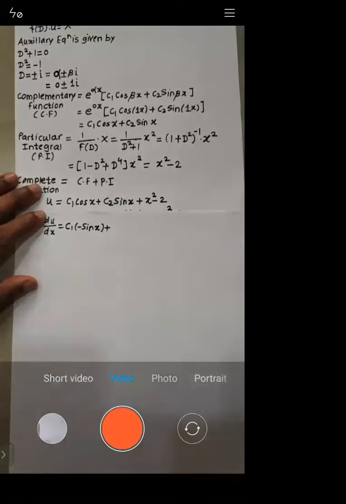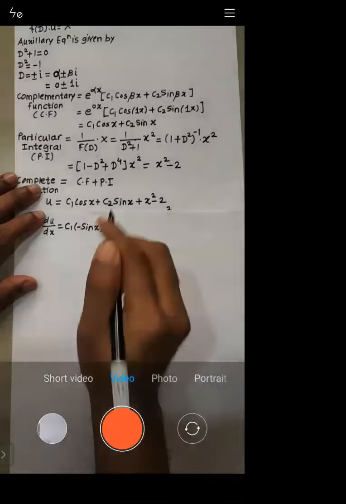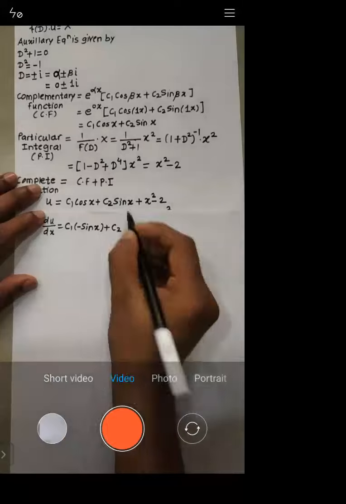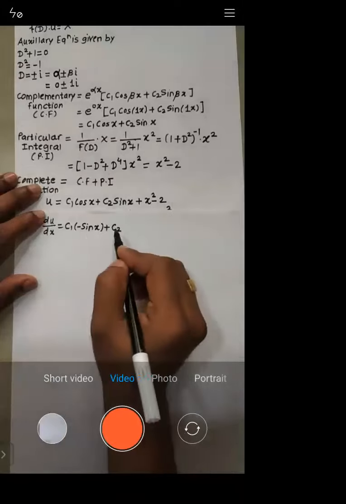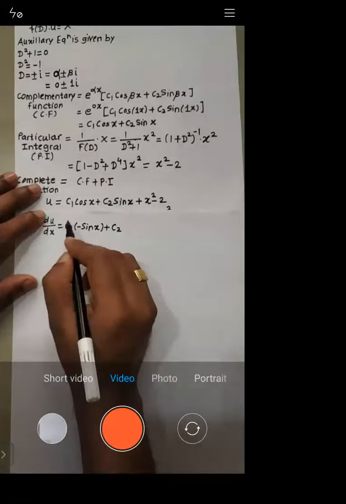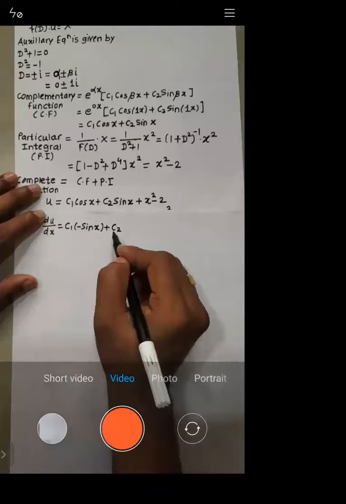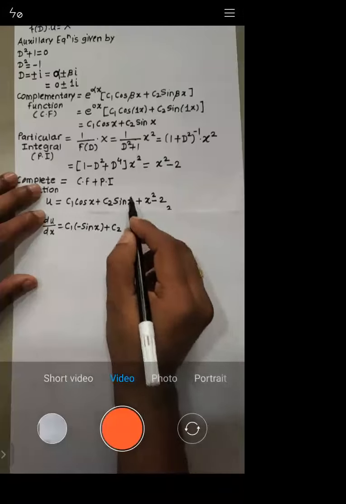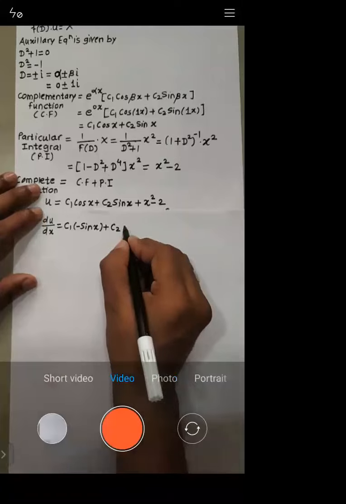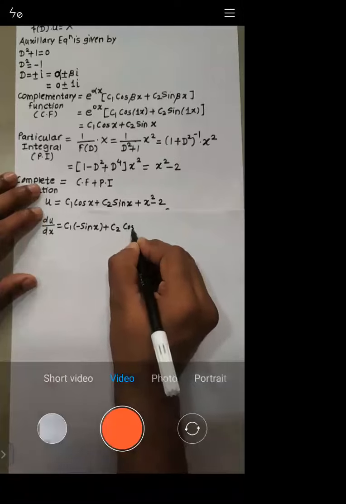Derivative of cos x is minus sin x. Now see, this is C2, I have written as it is. What is the derivative? C1 and C2 are constants, so we are not supposed to calculate their derivative. C2, what is the derivative of sin x? Cos x, right? This is cos x.